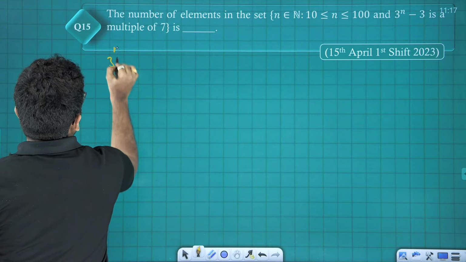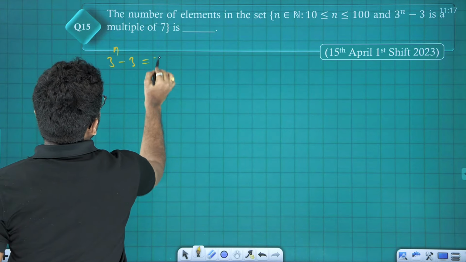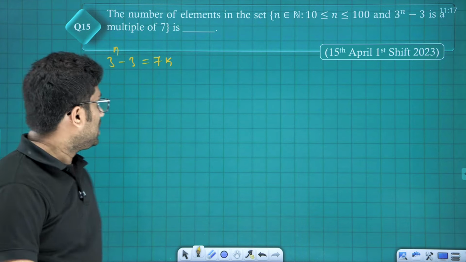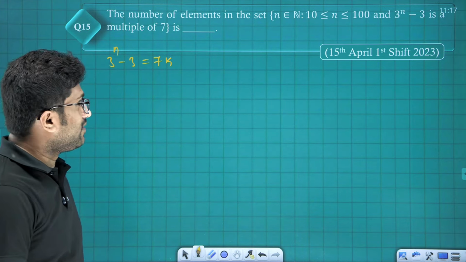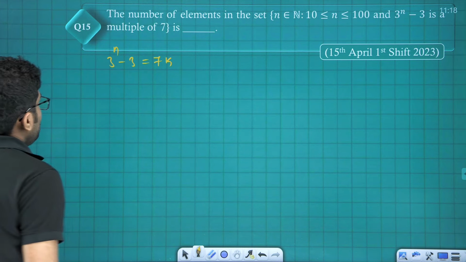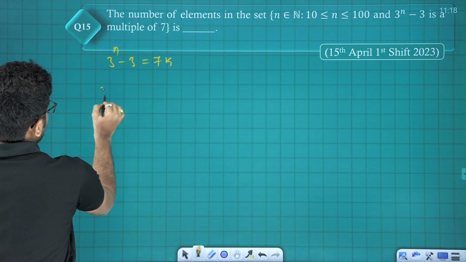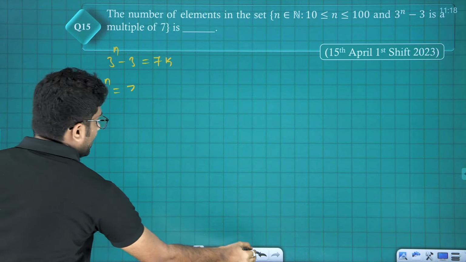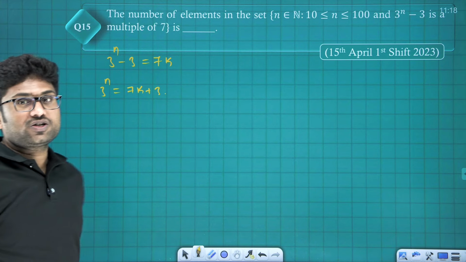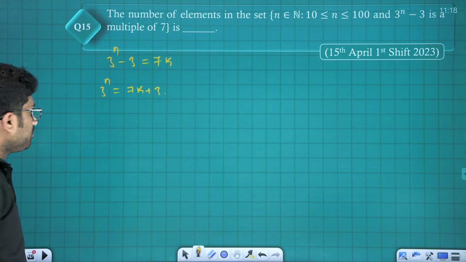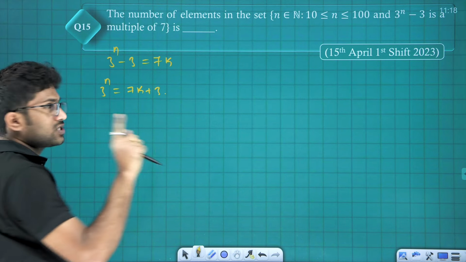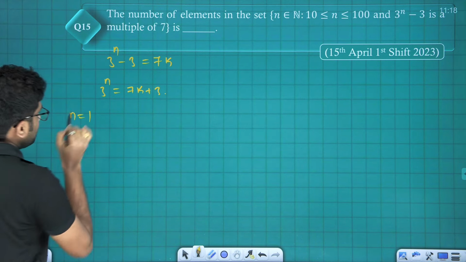3 power n minus 3 is a multiple of 7. That means 3 power n minus 3 should be equals to 7k. Now let's see this, friends. So 3 power n should be equals to 7k plus 3. So for which all values could it be true? First thing, if k is equals to 0, 3 power n should be equals to 3. That means n is equals to 1.